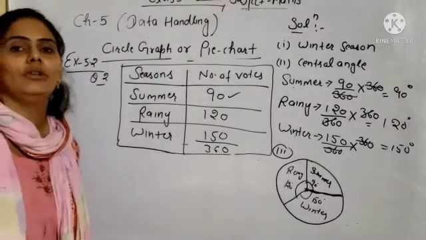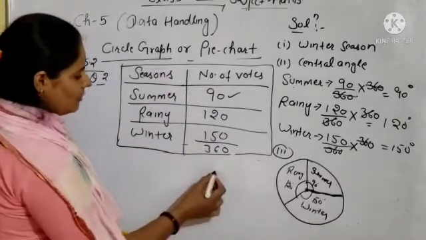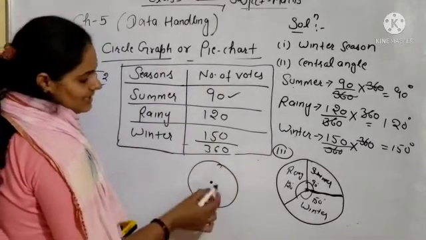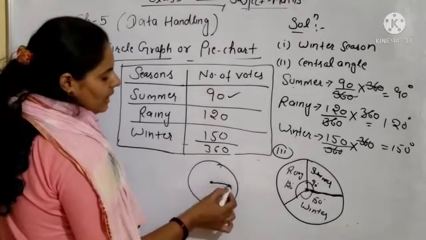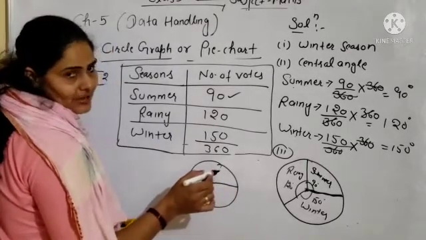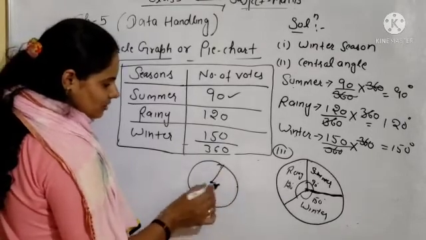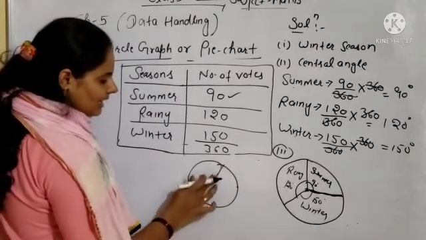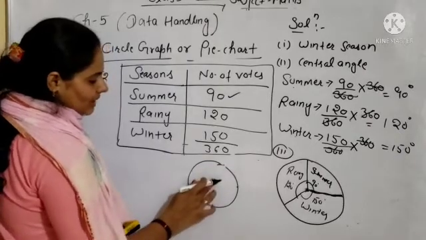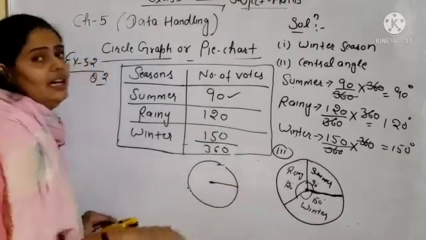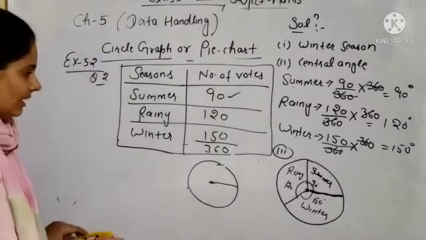So how will you draw a pie chart? Simple. First draw the circle. In this circle, take the middle point, the center. From the center you can draw a radius, one simple radius, and you can take it anywhere. Any one radius you have to draw, and from this radius you draw the angles of the seasons.